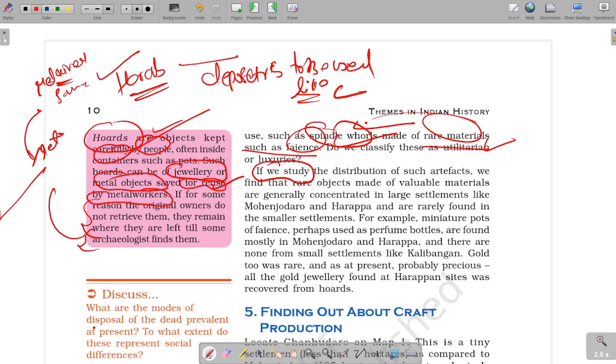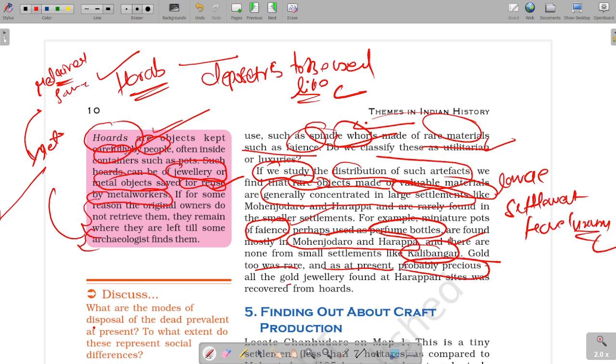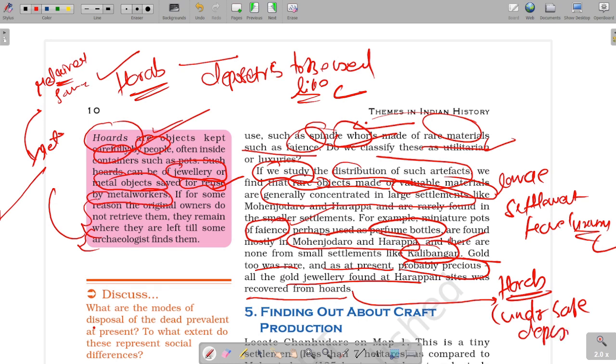Guys, now see the pattern here. If we look at the distribution of artifacts, we find that rare objects made of valuable material are generally in large settlements. Large settlements have luxury materials. For example, the miniature pot of faience, used as a perfume bottle, was found mostly in Harappa and Mohenjo-daro. And there are also small settlements like Kalibangan. Gold was rare here too, and probably precious. All the gold jewelry found at Harappa was from hoards, that is, underground safe depositories kept by people.